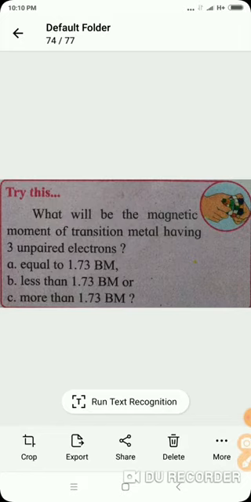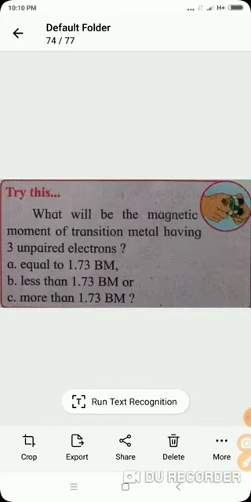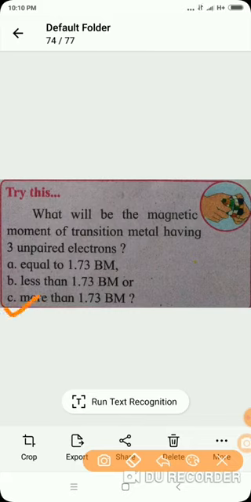But we already know that there is a direct proportion between magnetic moment and the number of unpaired electrons, and when one unpaired electron is present, its magnetic moment is 1.73 BM. So as the number of unpaired electrons increases, its magnetic moment also increases. So option number 3 is correct.